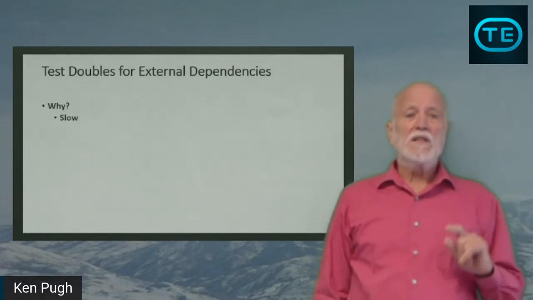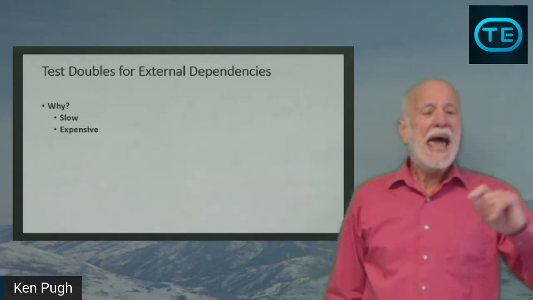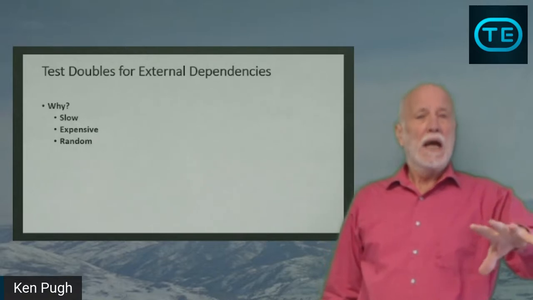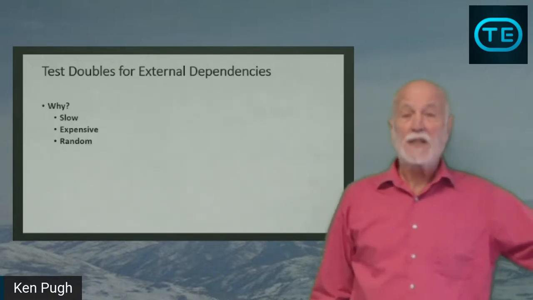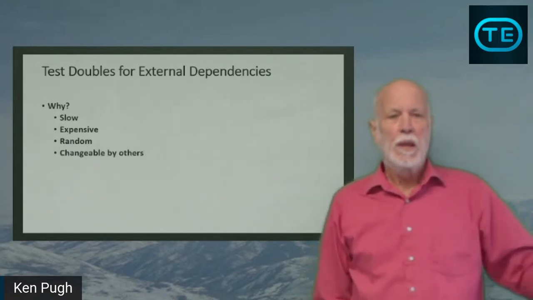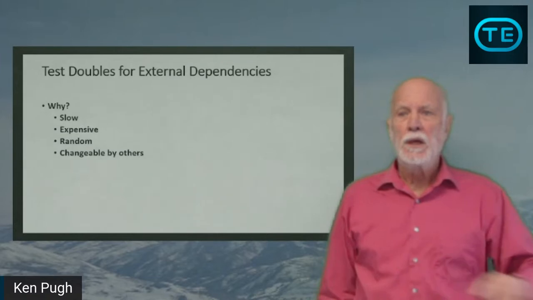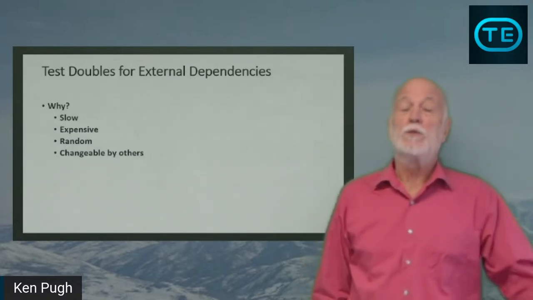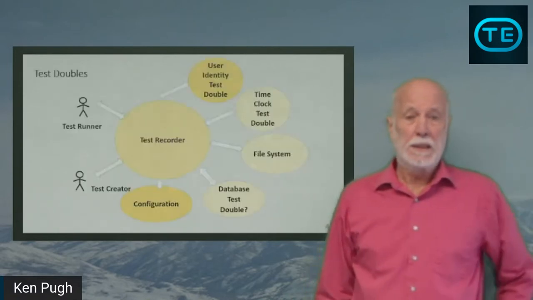Why do we want to do those test doubles? If the external dependencies are slow, expensive, or random. If they're none of those, we might just use the actual service, the actual dependency itself. But if it's also changeable by others, we want to also create a test double for it, because we want our tests not to fail because somebody else changed the database.